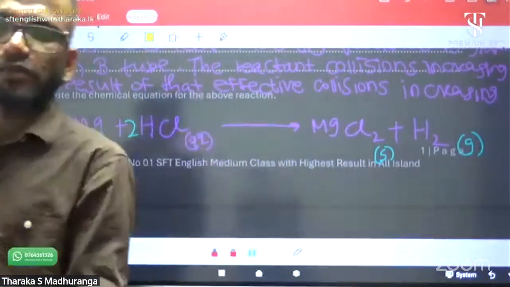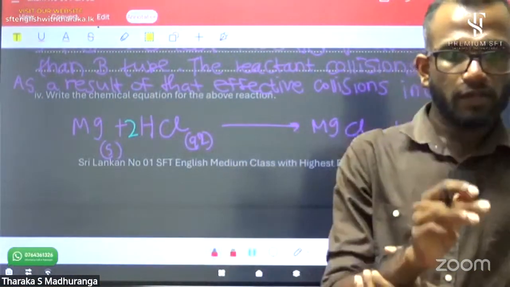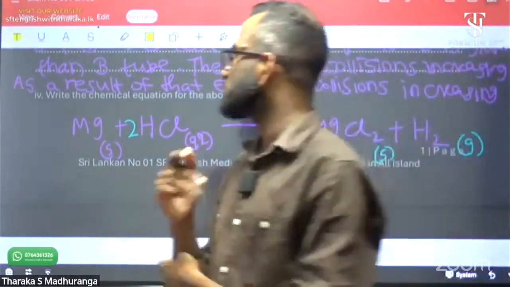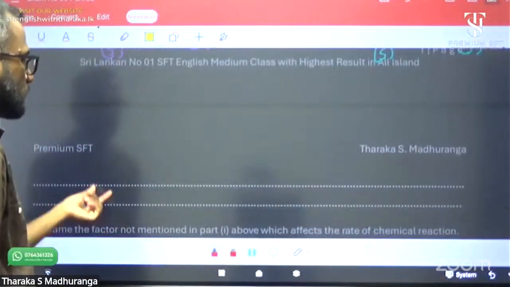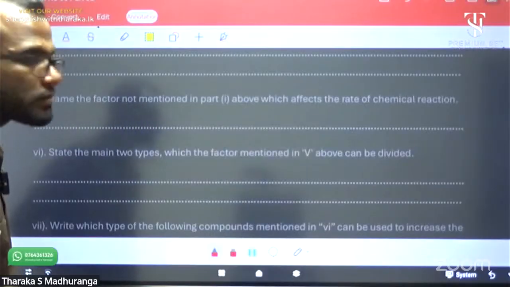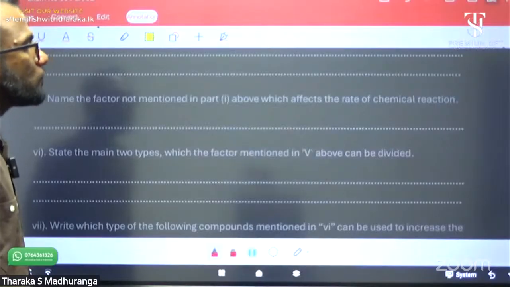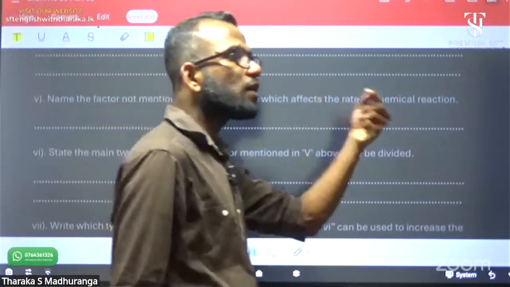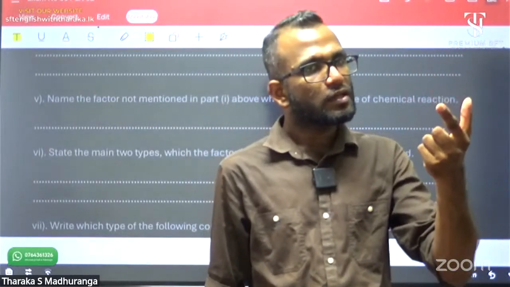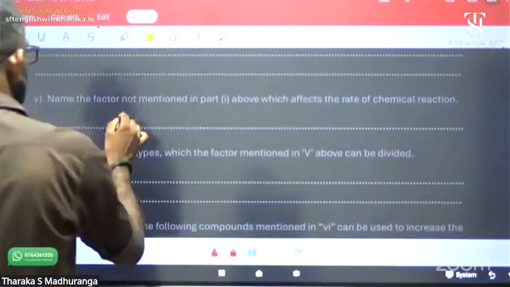For tomorrow's exam also, this basic concept will be very important, right? You need these for the exam too. These experiments, the basic knowledge about experiments. Okay, name the factor not mentioned in part 1 above which affects the rate of chemical reaction. Part 1 mentions physical state of nature, then temperature and concentration. But catalyst is not mentioned, so the remaining factor is catalyst.